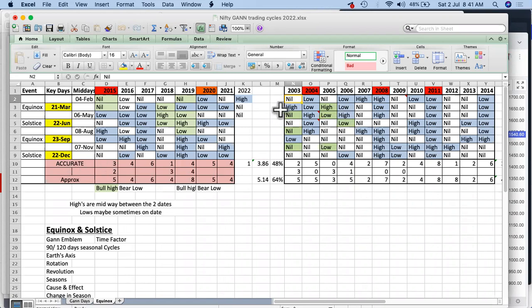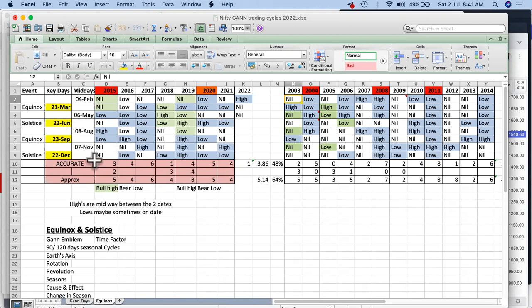Now we start from 2003 onwards, right? So again, we do the same thing. And just to summarize, last time the conclusion that we had drawn is that if we consider only these 8 dates, we have an accuracy of somewhere around 48%. So 48% of the time, the high or low generally comes on the time frame which has been given, right? So highs or lows are mostly on those dates. And if we do some kind of approximation, something nearby, our probability increases from 48% to 64%.